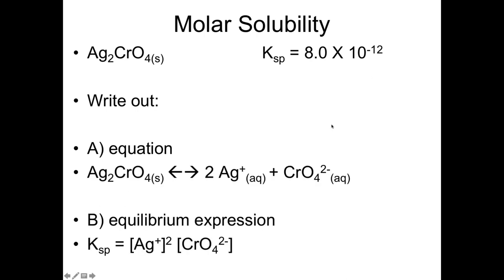All right, Ag2CrO4. When you write out the equation, you will break this up. You'll have 2 silvers and 1 chromate. And for the equilibrium constant KSP, you'll have silver to the power of 2 times chromate. Both of those are in there.